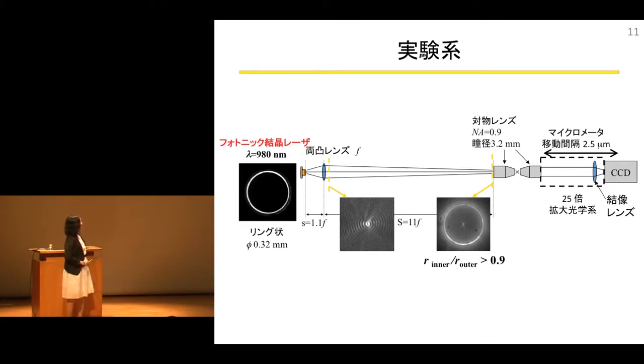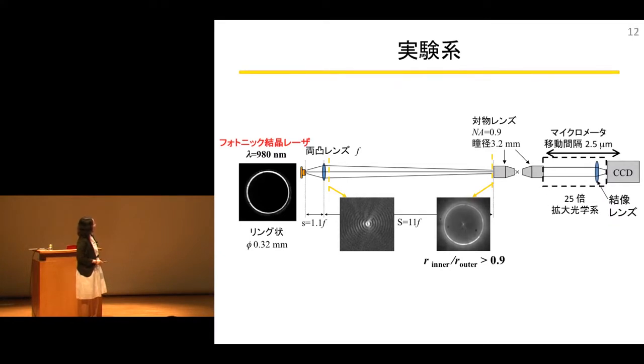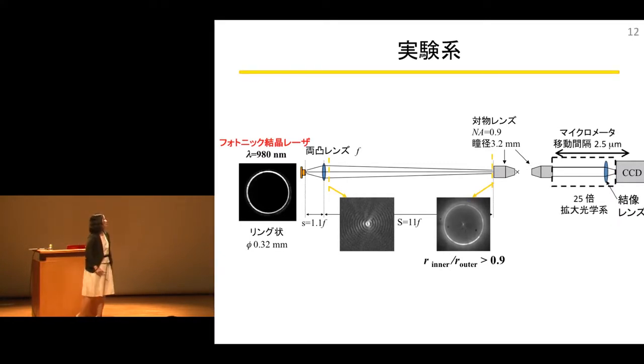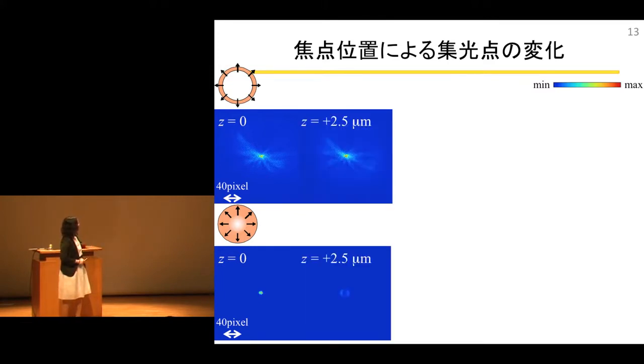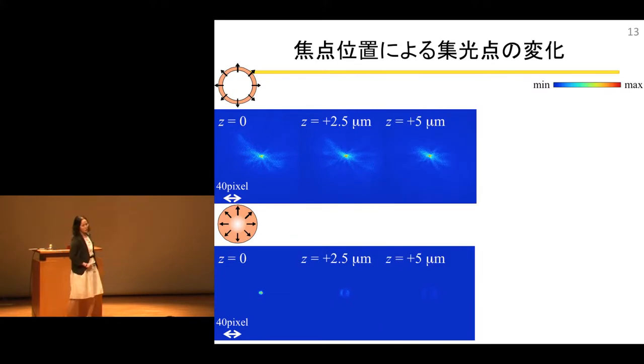So in order to observe the focal point, we conducted this experiment. This is the halo-shaped beam. The numerical aperture was about 0.9. We collected the light using this lens, and then we moved this focal point one by one, and observed the situation using a CCD camera. This is the result of our experiment. The upper panels are the halo-shaped beam results, and the lower panels are for conventional beams.